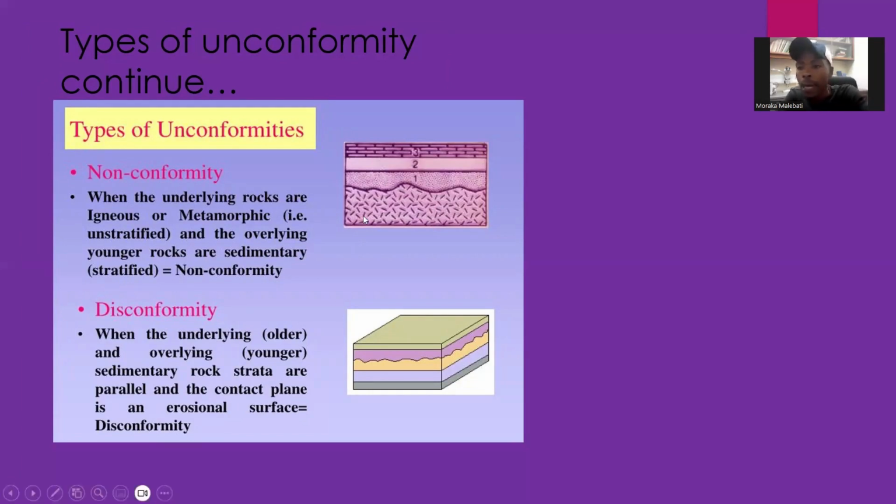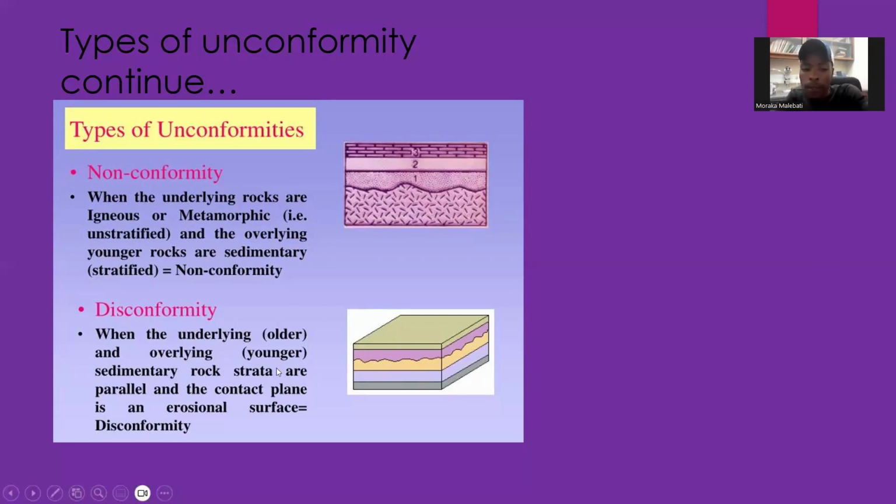All right, and then disconformity, on the other hand, like I said, is like a paraconformity. They've got the common thing, that is to say the layers are parallel. The layers are parallel, they are well stratified, but now it's easy for you to see an erosional surface. It's easy for you to see this boundary because it's irregular.